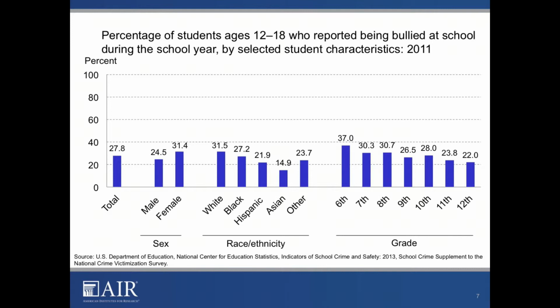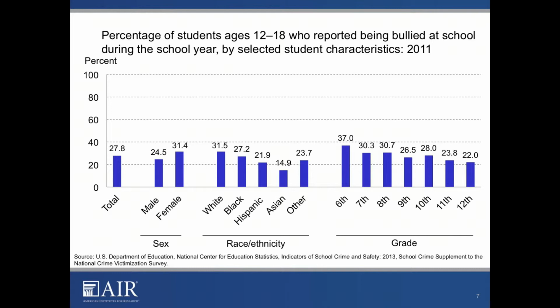Things to note here would be that the percentage of female students who reported being bullied at school during the school year was significantly higher compared to male students. White students reported the highest percentage of being bullied at school during the school year. Asian students reported the lowest percentage.